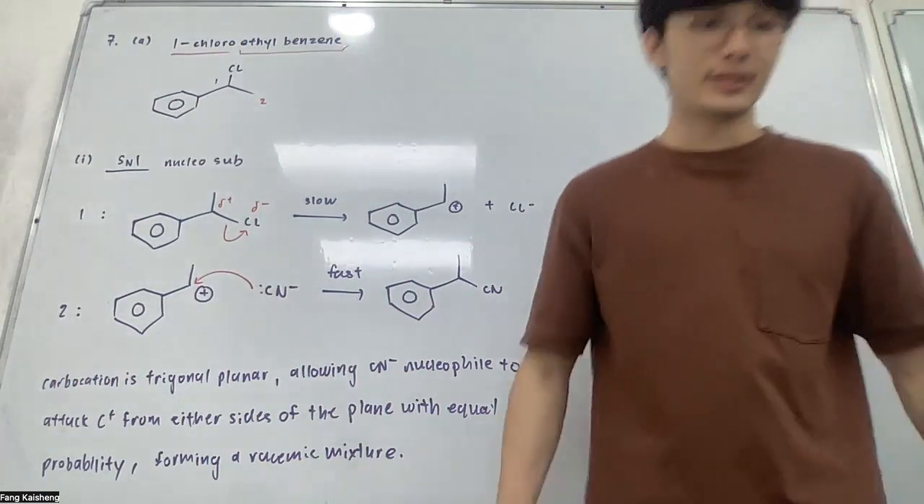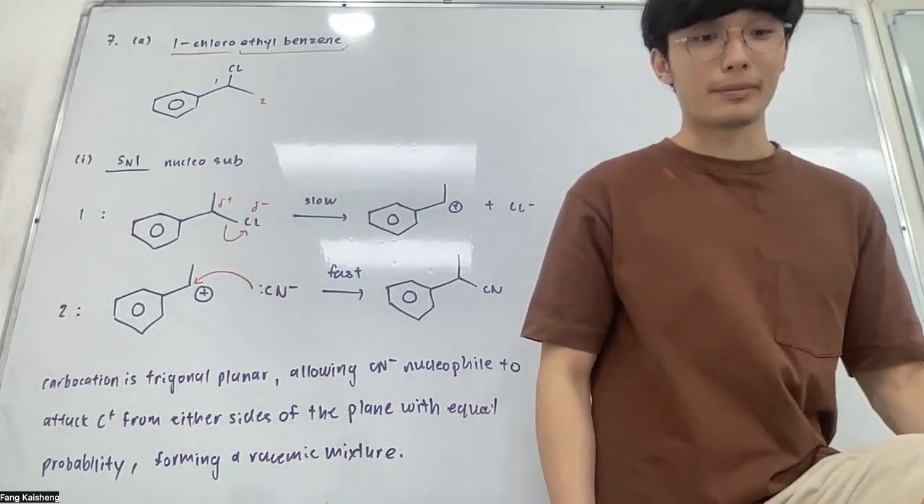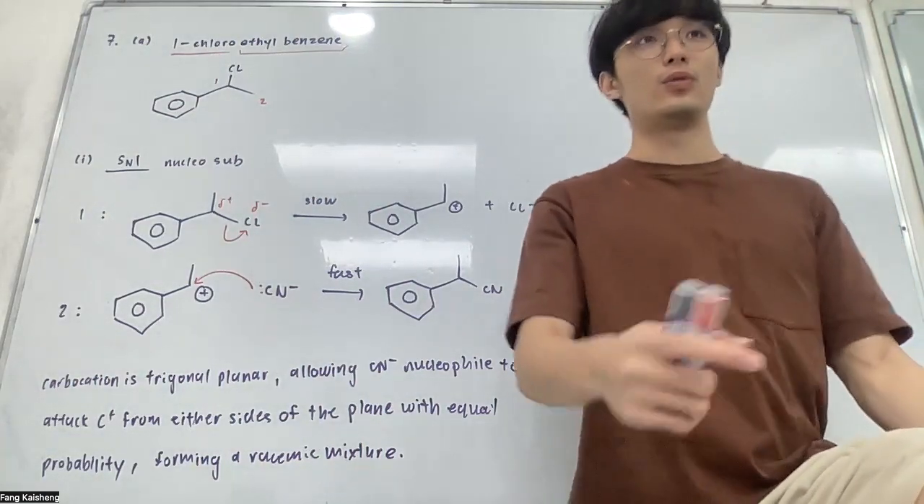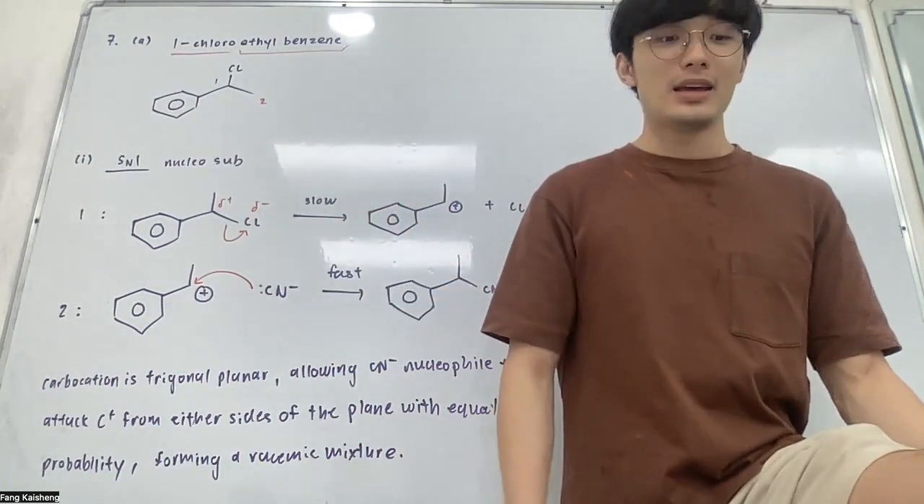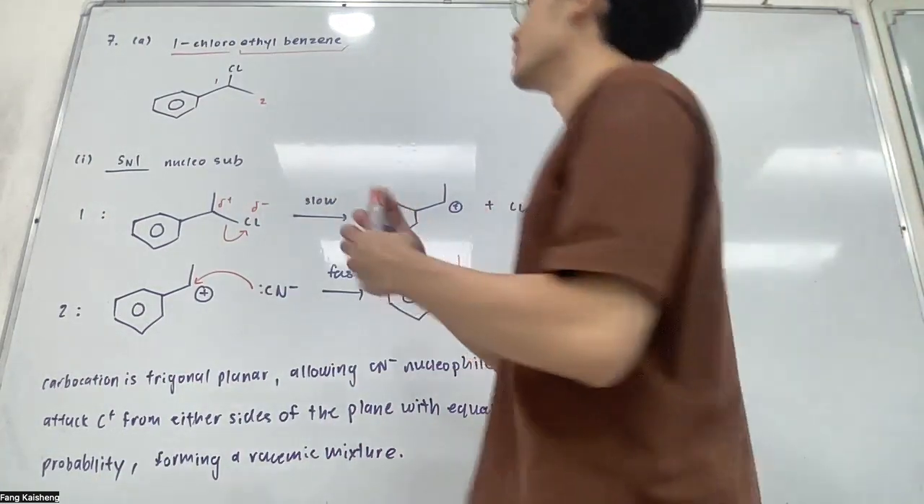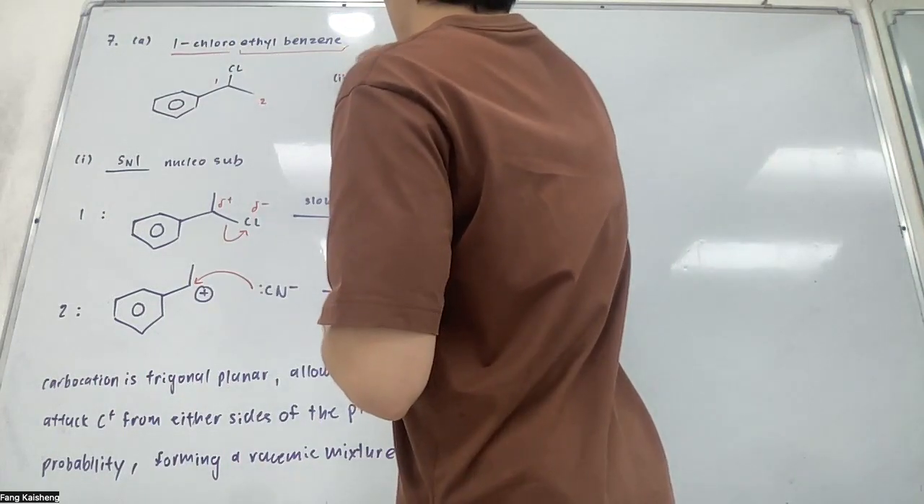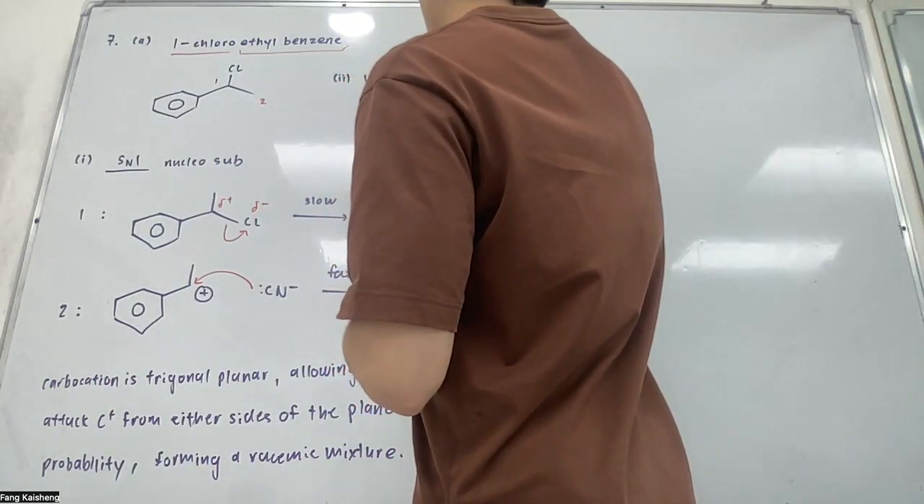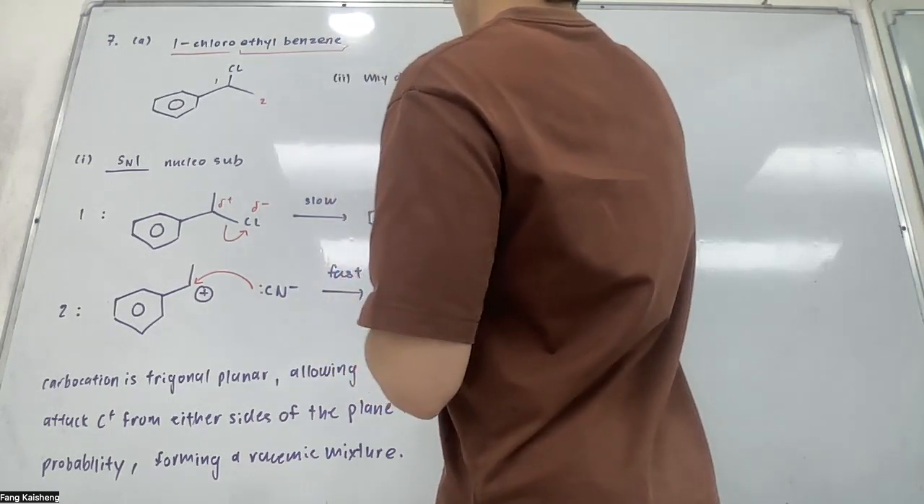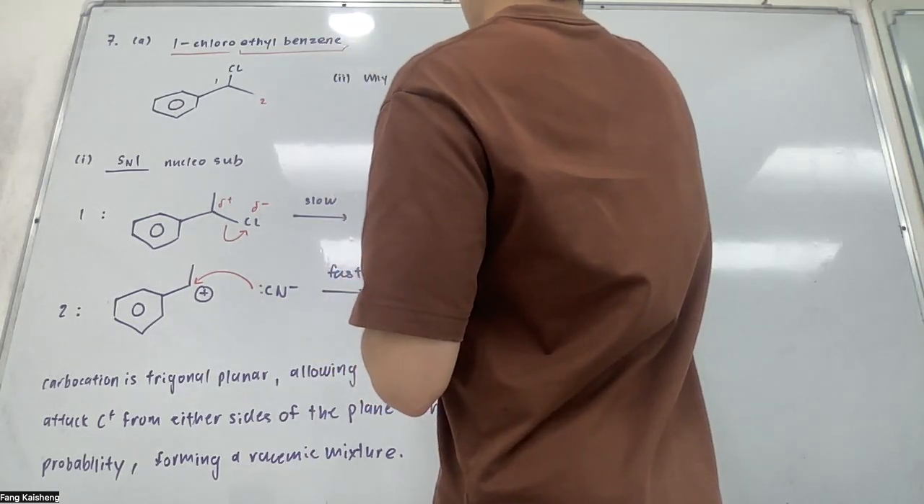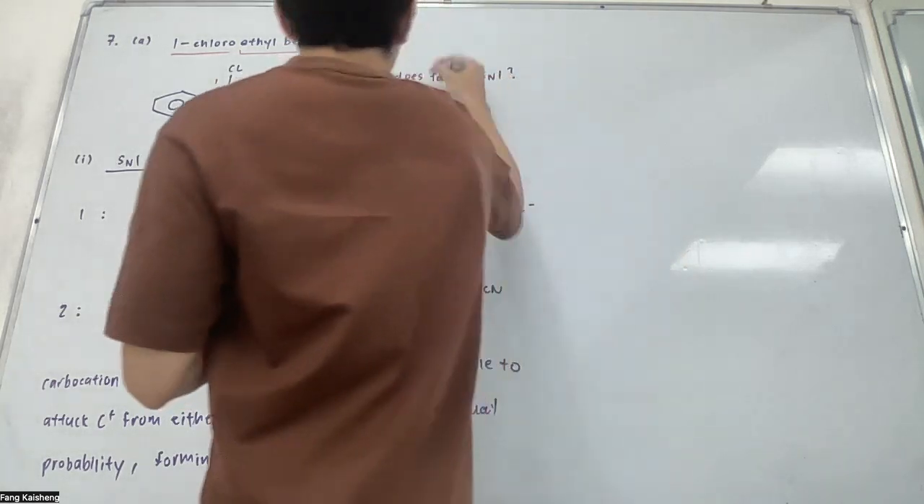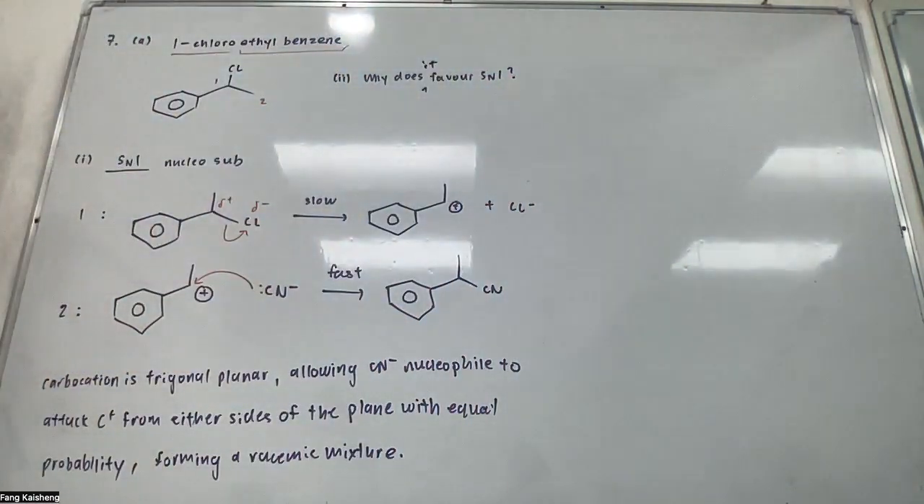For part 2, explain why the following mechanism proceeds via SN1. In other words, to rephrase this question, they are asking why this compound favors the SN1 mechanism. How do we argue this? If this compound favors SN1, it implies that it has what?